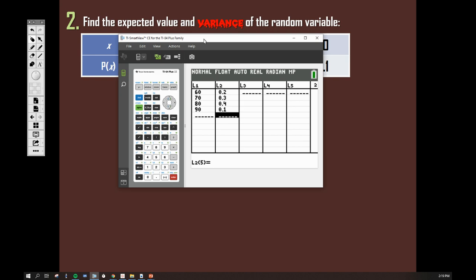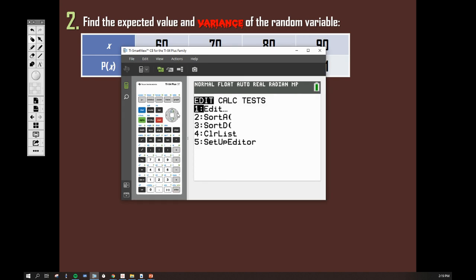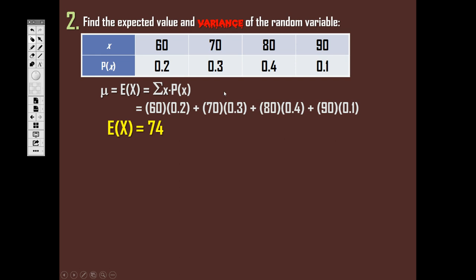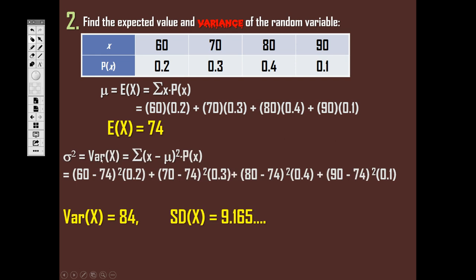Now, if we use the lists here like this, and I go to stat, and I go to calculate, and I go to one variable statistics, again, list 1 for my x's, list 2 for my frequency list, there's no variance here. I have the mean, 74. I have the standard deviation, but I don't have the variance. So when we go through and we're trying to do the work, here's the mean, each x times its probability. We got 74. We got to show this work. It's required for AP. We don't have to show the formula, but we have to show each x times its probability. We get 74.